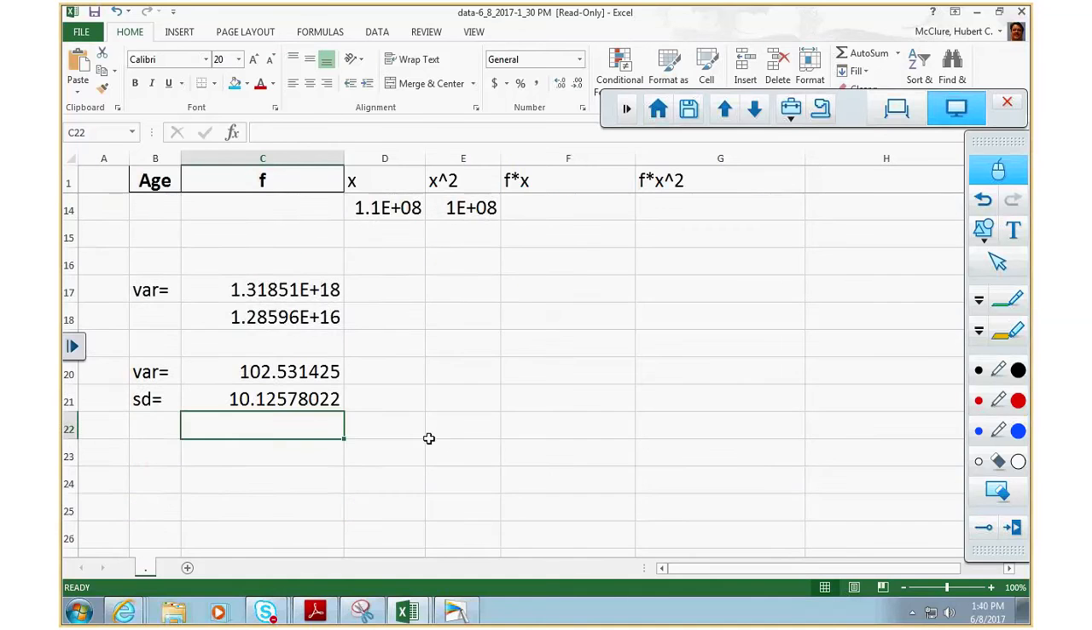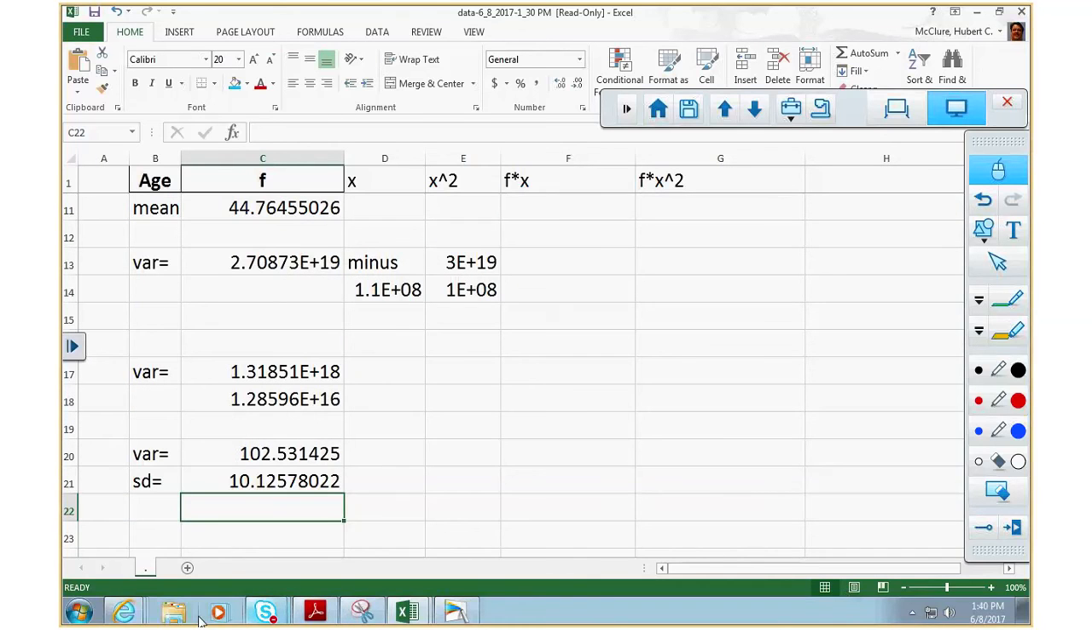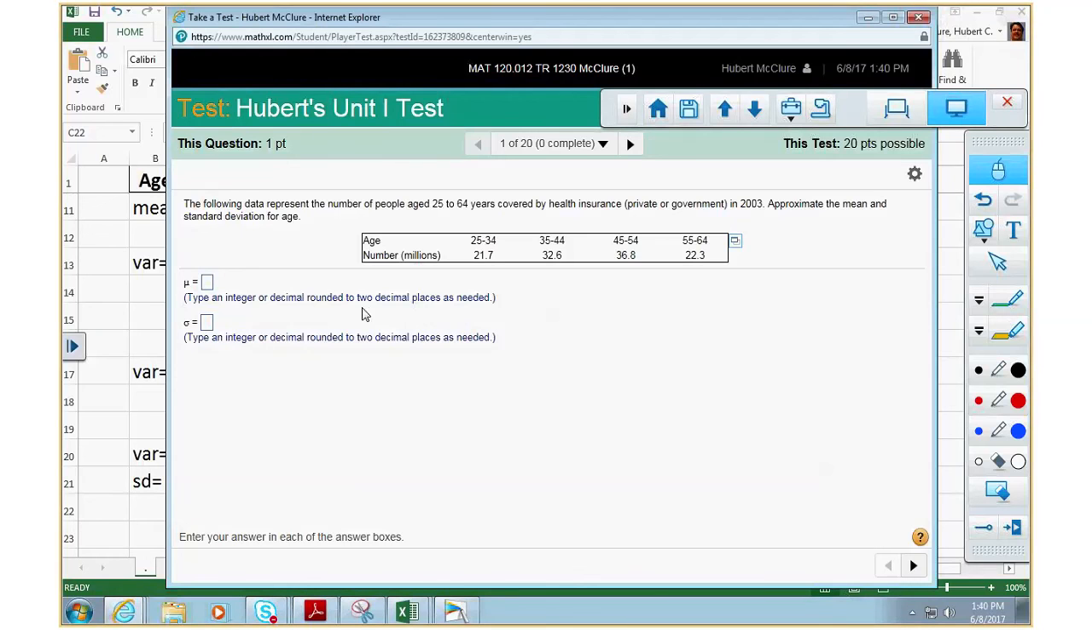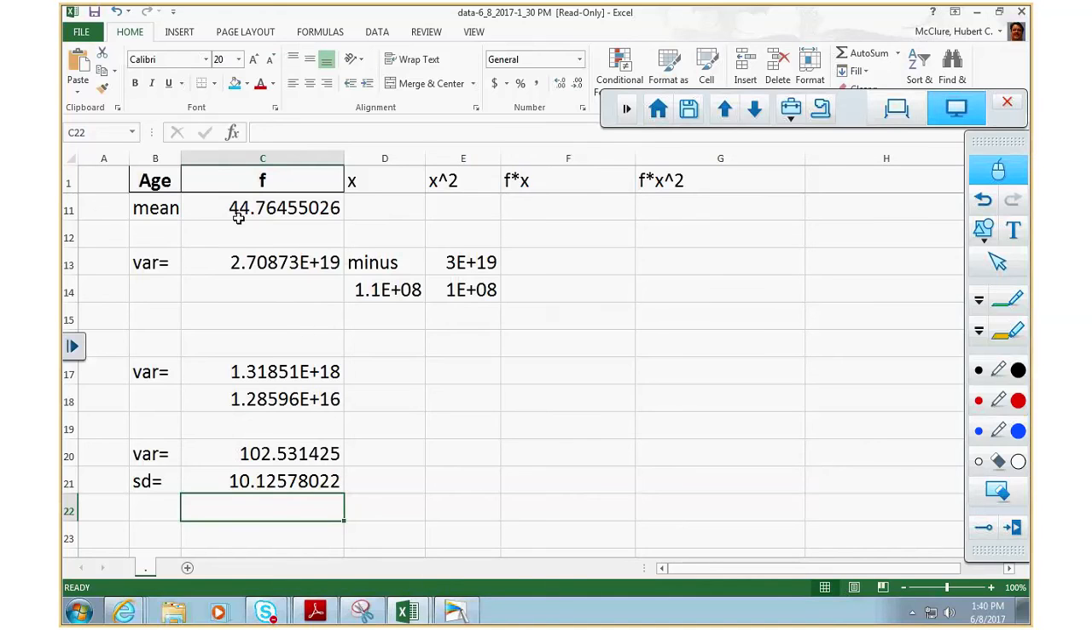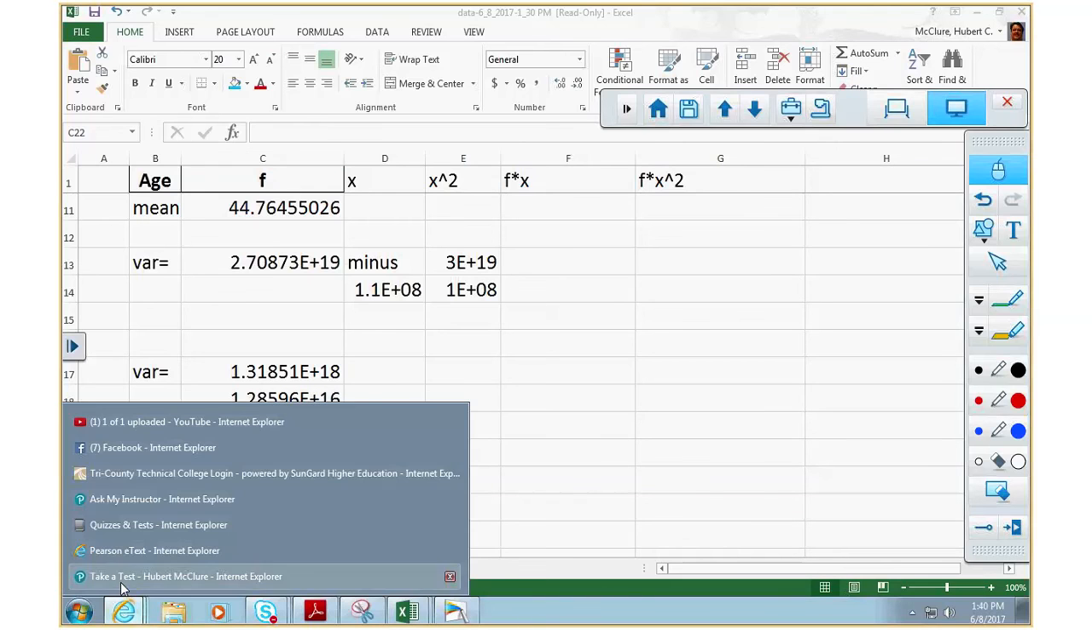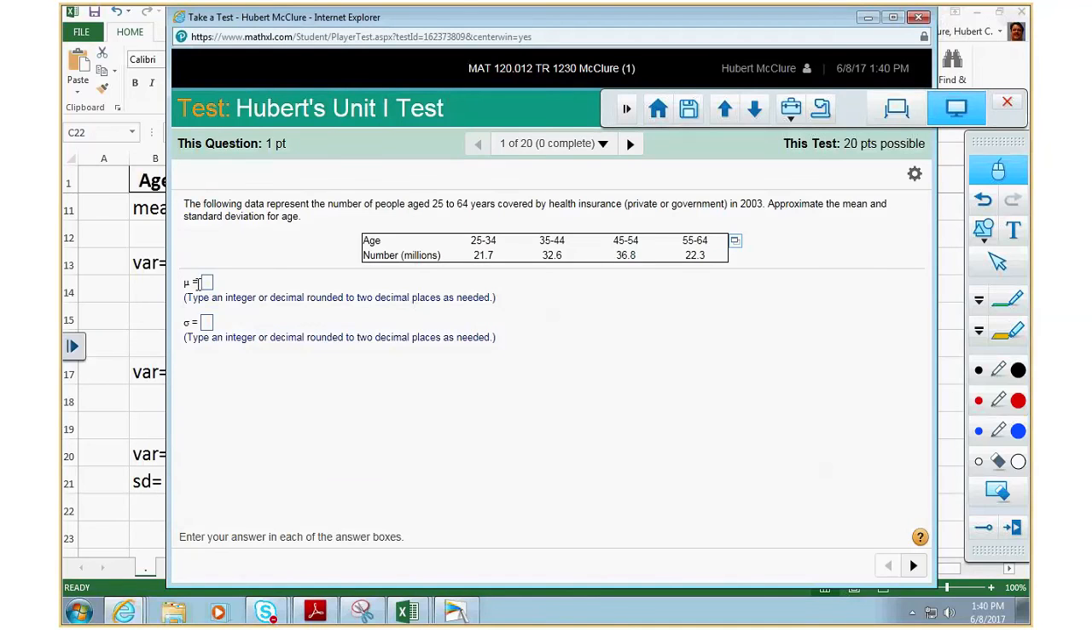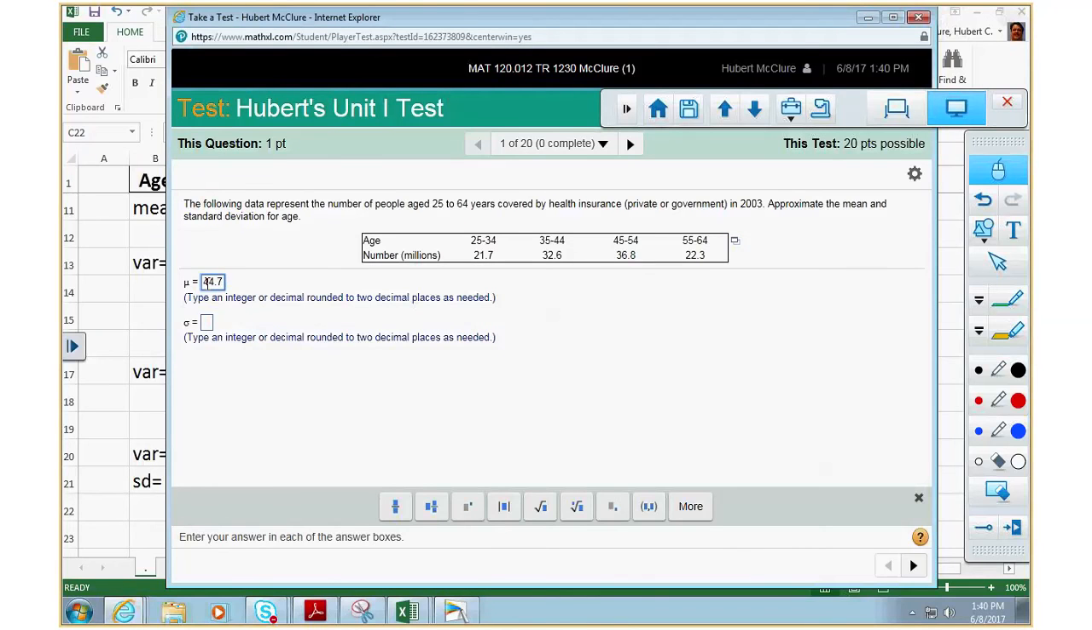What does it say to round to on the question? Let's go back to the test. And it says 2 decimal places. So go back here and somebody write down, mean is 44.76. Write that down. And 10.13. 44.76. 10 point what? And move on. Next question.